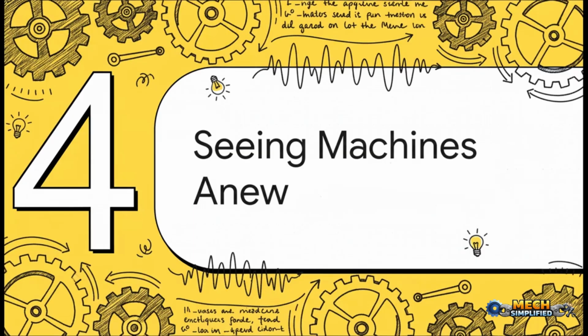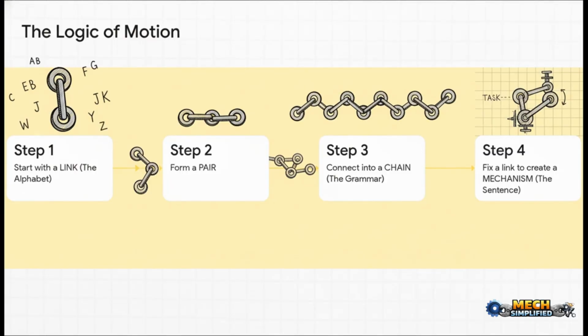It's incredible. You know, once you understand these basic principles, you really do start to see the world differently. Complicated machines are no longer a mystery. They're just sentences written in the language of motion. So let's just recap the whole thing. You start with your alphabet, the links. You connect them to form pairs. You assemble those pairs into a constrained chain. That's the grammar. And finally, you fix one link to create a mechanism, a complete mechanical sentence that performs a task.